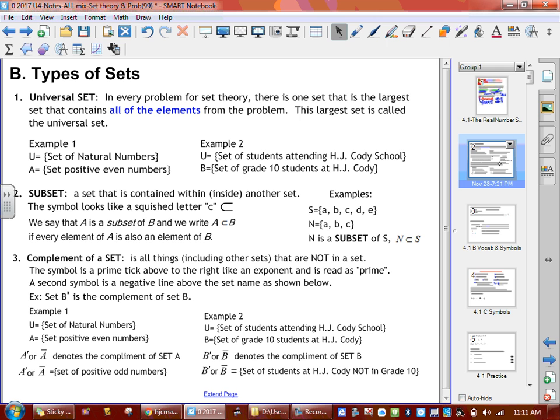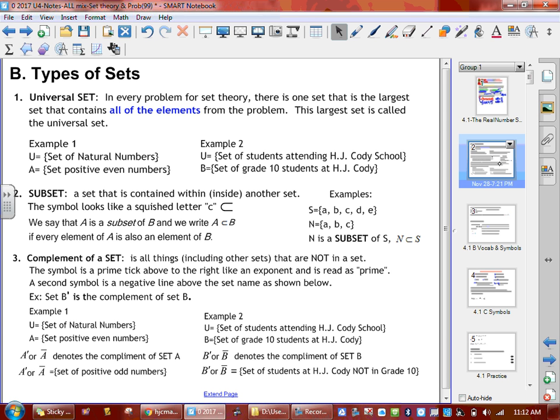Can you do a classroom? Absolutely. A subset could be just our classroom right now. Let's take a look at example 1. We have the universal set of natural numbers. A set inside that set is set A, the set of positive even numbers. Positive even numbers are in the natural number set, so A is a subset of the universal set.